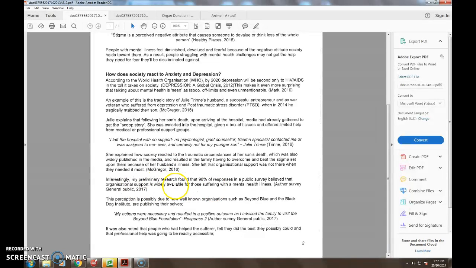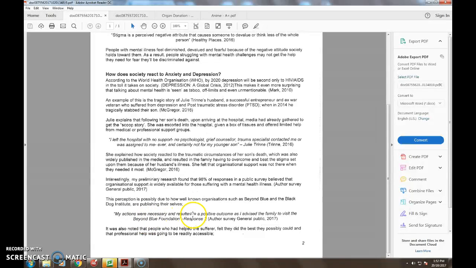Now this talks about how this contradicts what was found in the earlier section, where they were saying that there was not enough support available, but the general public is saying that there is. So there is a perception of one by one group of society and a perception of the opposite by another group of society. So they've used that to analyse that information. They've provided some possible reasons in stating that this perception is possibly due to how well organisations such as Beyond Blue and the Black Dog are at publishing themselves.